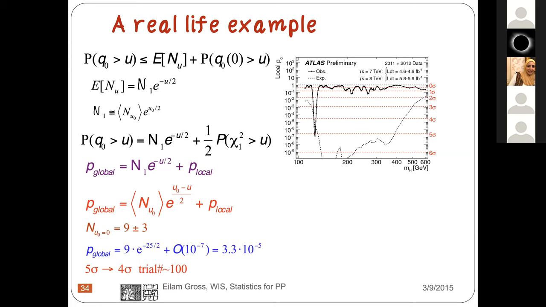We traditionally categorize the nature of the measurement to be a discovery or an evidence/observation based on the local significance. 5 sigma will be called discovery, 3 sigma will be called observation, and that's local significance. Now imagine how weak a statement of observation is, because the local 3 sigma can easily be reduced to less than a 2 sigma global, which is really weak. It's a few percent probability. So this is the traditional convention we use.